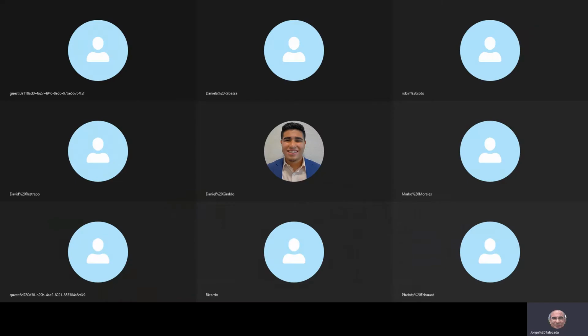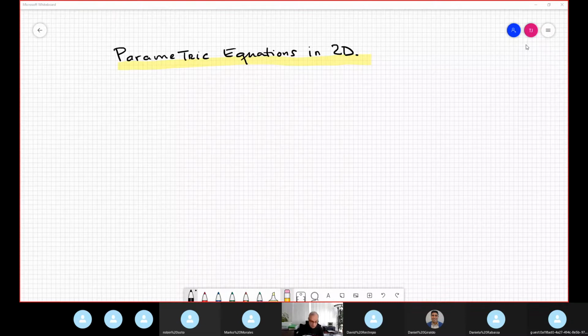Whiteboard. Okay, so the last thing we were discussing was the vector value function. The vector value function is a vector whose components are functions, 3 functions or 2 functions, depending on whether it's 2D or 3D. One fantastic application for the vector value function is the vectorial representation of any curve.